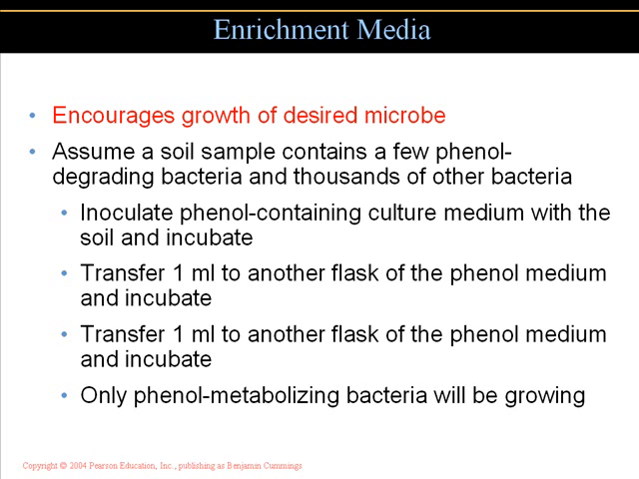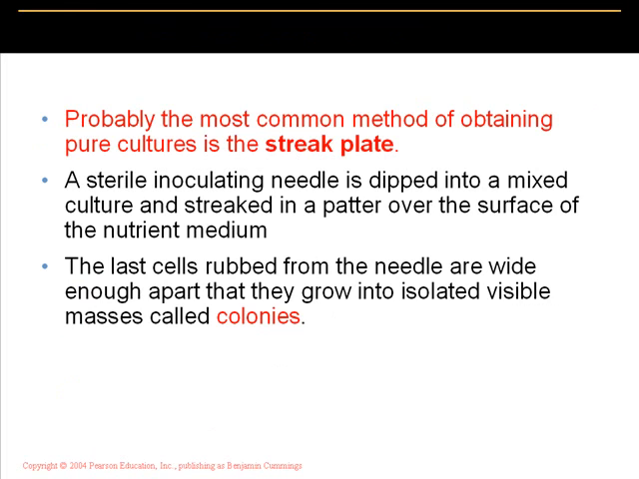You want to quickly get rid of the other bacteria. You want to be able to differentiate those, so you may inoculate phenol-containing culture medium with the soil and incubate it. You would transfer it serially to different flasks that contain the enrichment substance that that particular bacteria would like in order to grow.